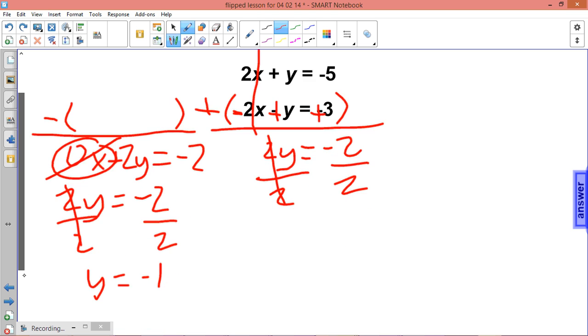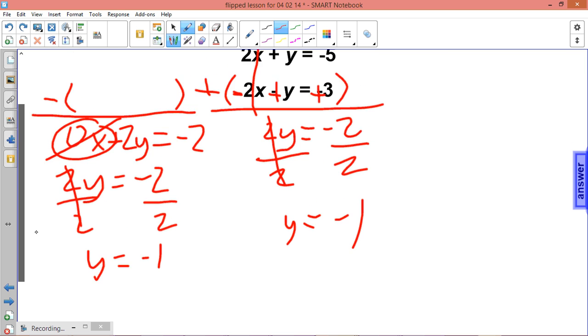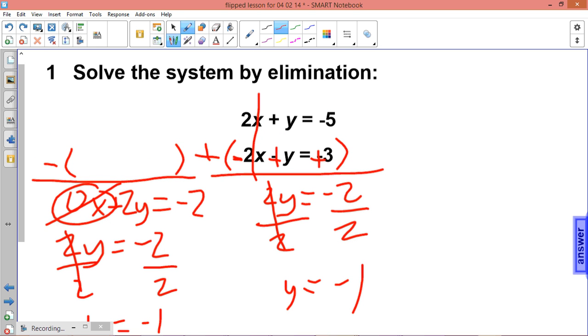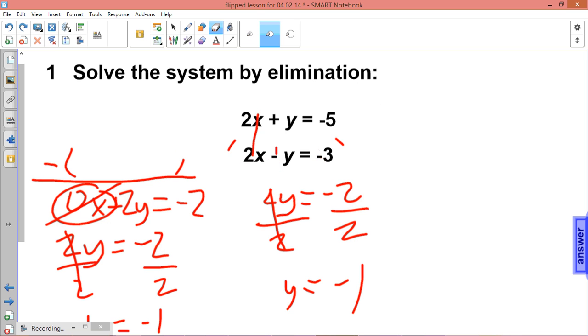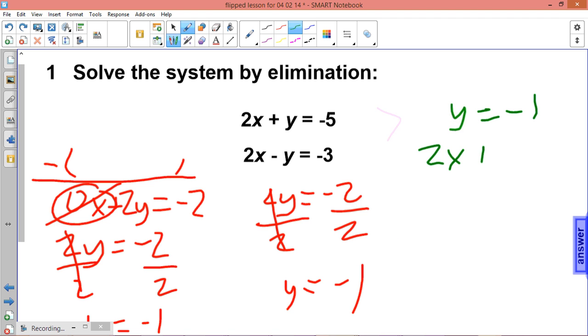Okay, so let's move on. Y equals negative 1. I know I'm not done. What I have to do is substitute this negative 1 into one of the equations. Which one do I want to substitute it in for? Well, I'm going to substitute it into whichever one looks easier to me, and this top one looks just a tiny bit easier. So I'm going to go up here and substitute y equals negative 1 into the top equation. So I start with my equation, 2x plus y equals negative 5.